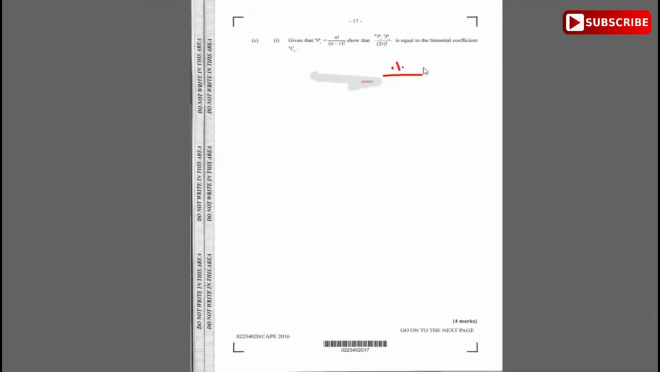So what we're trying to show right now is that this is equal to this, but we know that n choose r is just n factorial over r factorial times n minus r factorial. This is n choose r. All right, so that's what we're going to try to prove. So let's do that. So we're going to start with our left-hand side.